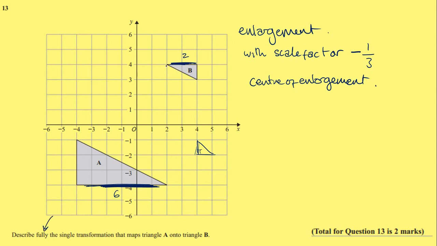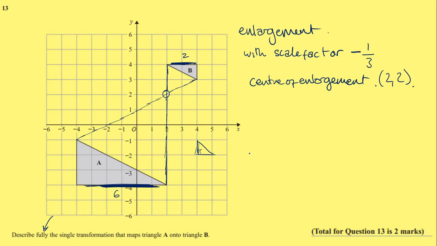Now the centre of enlargement, a really nice way to find that is to match up corresponding corners. Okay, and we're going to match up this corresponding corner with this one. There. Okay, and when you get those corresponding corners matched up, wherever they cross, that's the centre of enlargement. So the centre of enlargement is 2, 2.